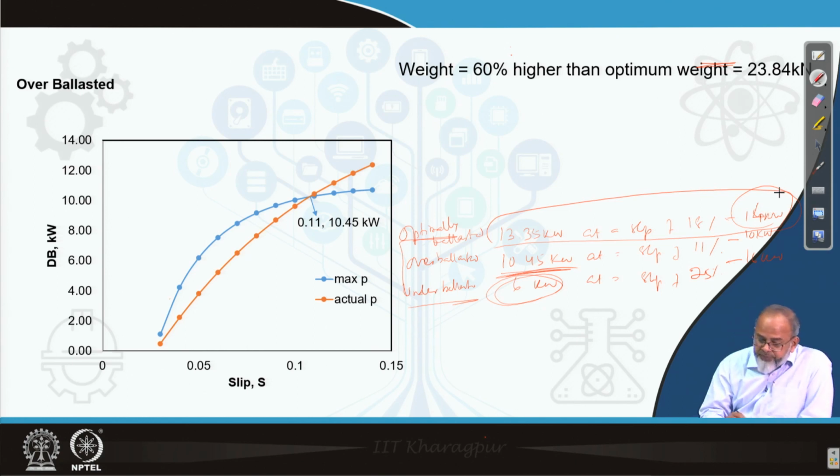So whether it is over ballasted or under ballasted, in both cases there is a reduction in the power which a tractor is able to transmit. So both are not suitable. Always we try to maintain a weight which is closer to the optimum ballasting condition, so that we can extract maximum power from the tractor. Otherwise there is a loss.